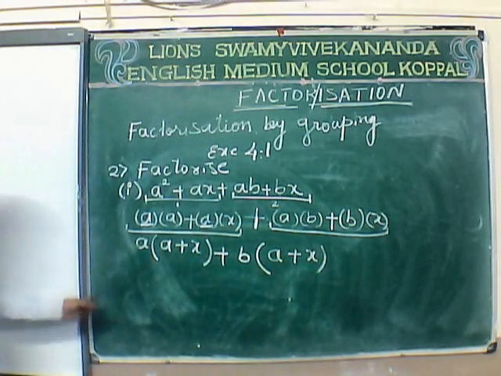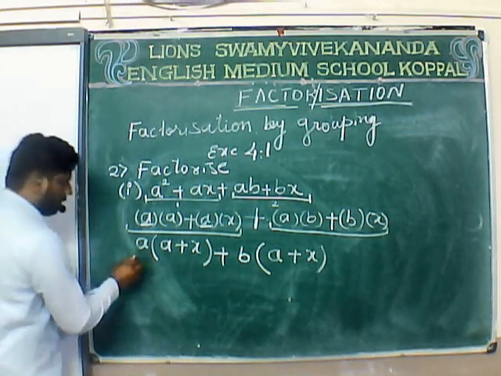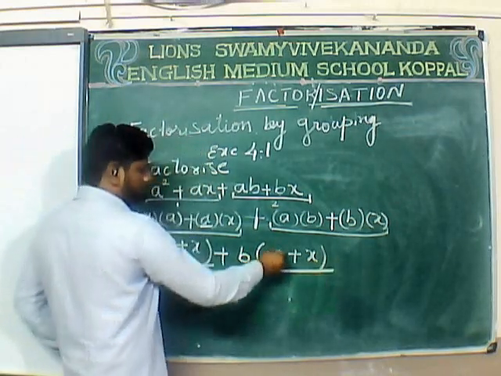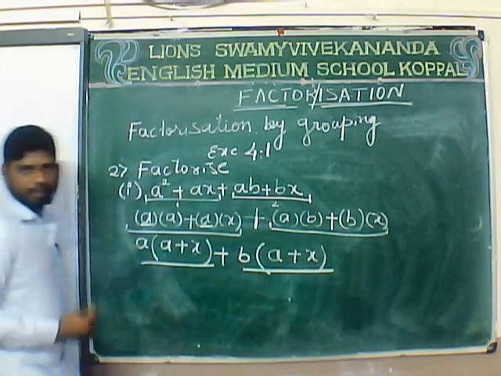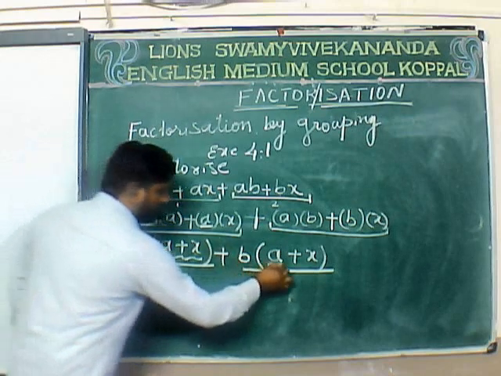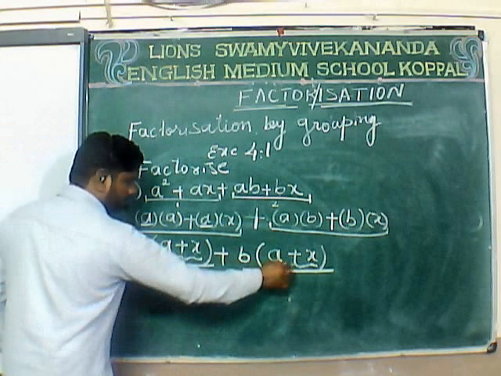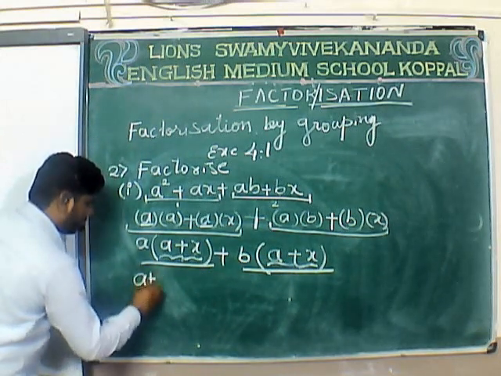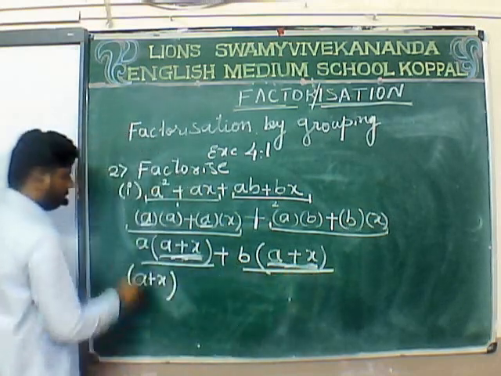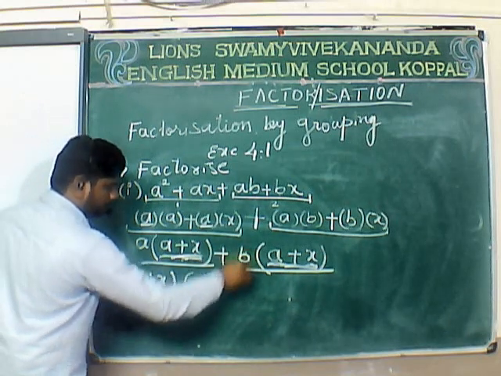In the previous example we solved till here, but here one thing we can observe is that a into a plus x is one term, and b into b plus x, that is b of a plus x, is another term. In these we can see that a plus x and a plus x is common. So in two different terms again we have a common factor, that is a plus x. I took this a plus x common outside. What is left now? a plus b.